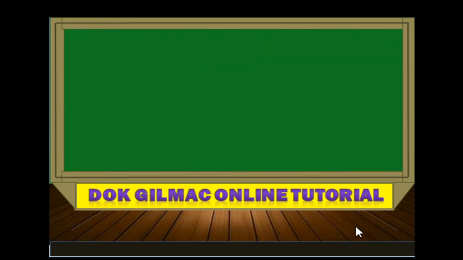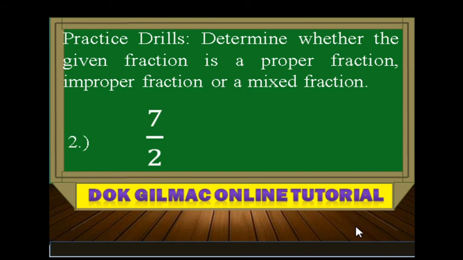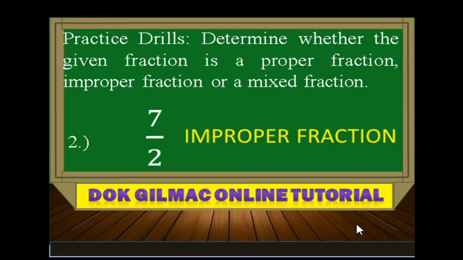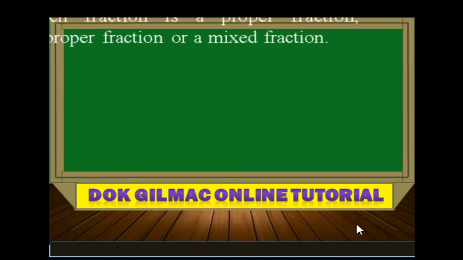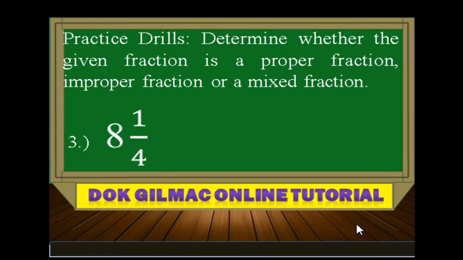Number 2. 7/2. The numerator is larger than the denominator. 7 is greater than 2. So this is an improper fraction. Number 3. 8 and 1/4. This is a combination of a whole number and a fraction. So this is a mixed fraction or mixed number.